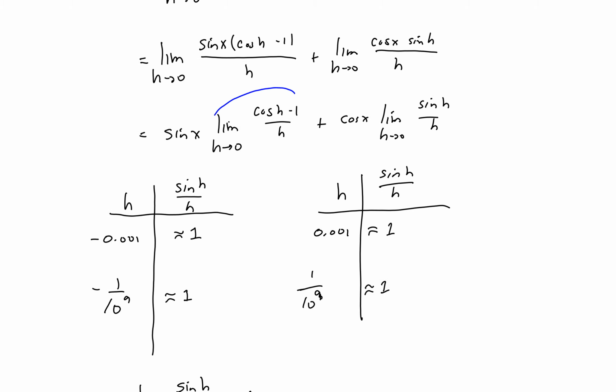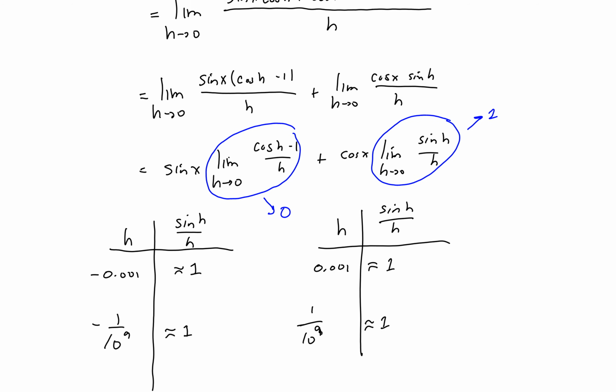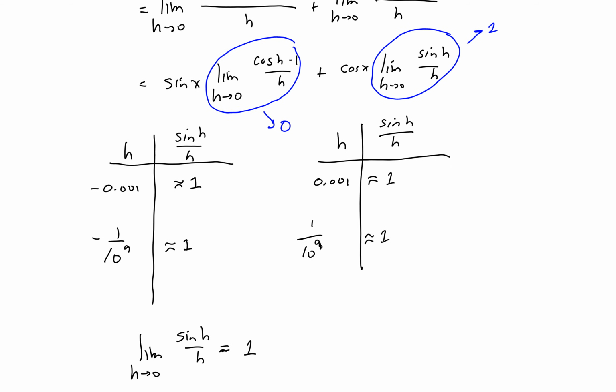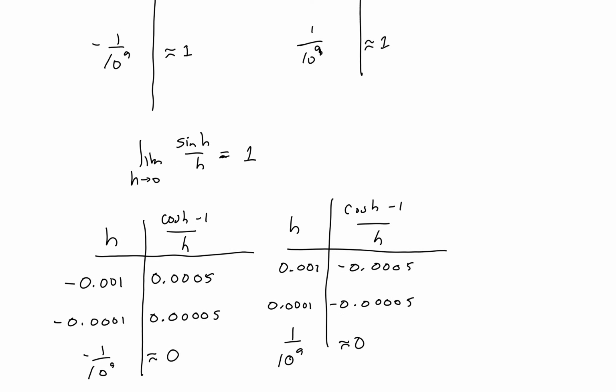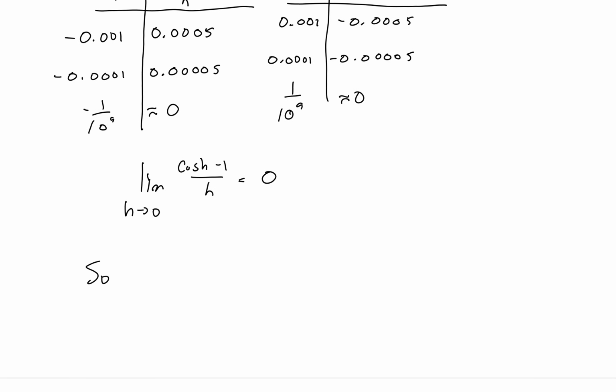This term here is going towards 0, and this one is going towards 1. So that means all we're going to be left with is the cosine of x. So the derivative of sine x is just cosine of x.